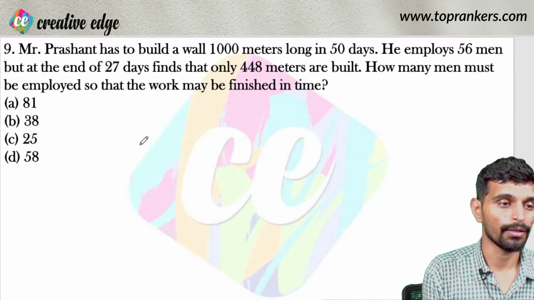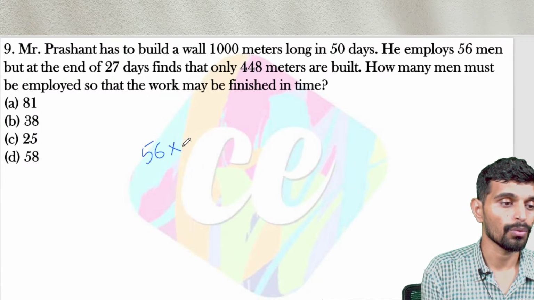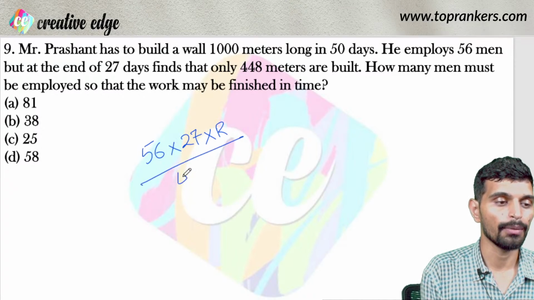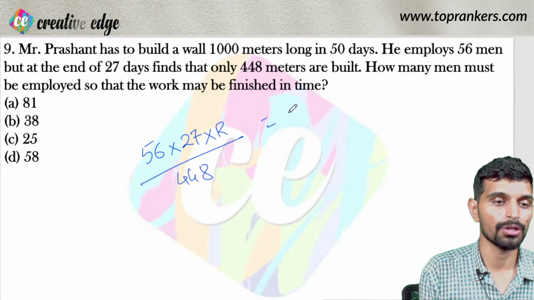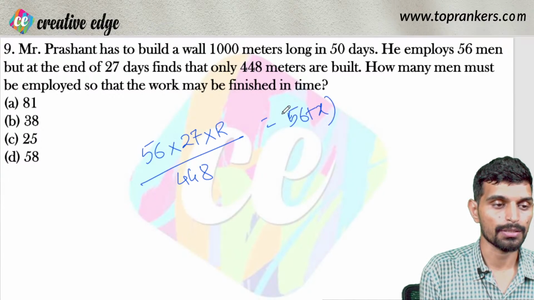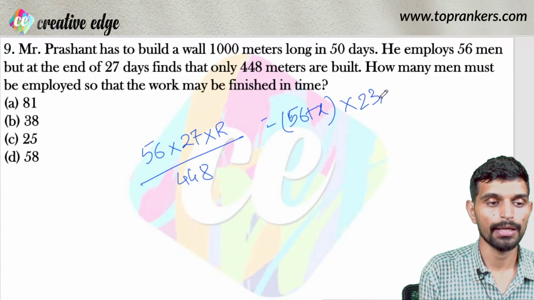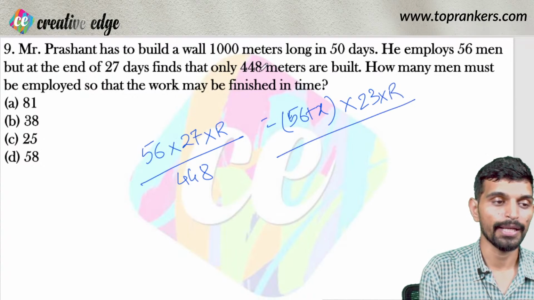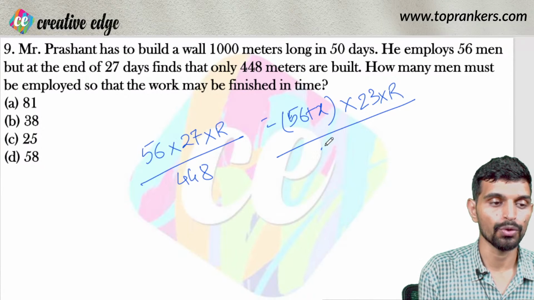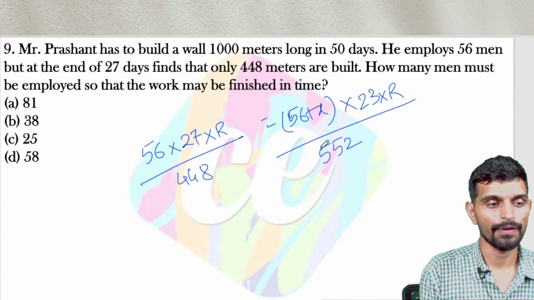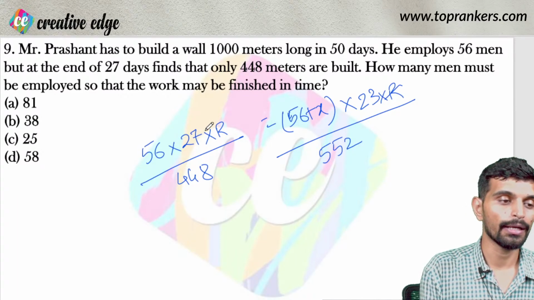So let's now calculate. 56 men taken 27 days with a rate of R completed 448 units, and this should be equal to some more men, 56 plus X, into remaining time 50 minus 27 is 23 days at a rate of R, and remaining wall is 1000 minus 448 will give you 552. 448 plus 2 is 450, 450 plus 550 is 1000. So this R and this R get cancelled.